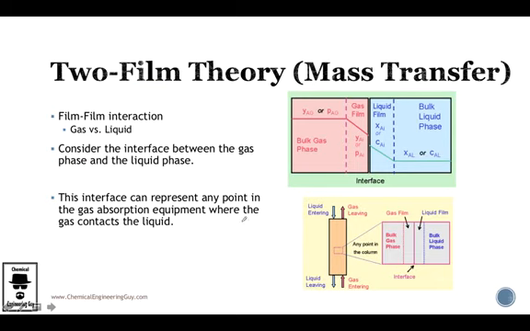This interface can represent any point in the gas absorption equipment where the gas contacts the liquid. Later on we're going to see how absorption columns work, but essentially you can do this model as in the example previously stated for the glass. You can do it from the top, the middle, maybe almost at the end, or even at the end. So the film interaction is the same. You have a liquid and you have a gas and there is one interaction point.